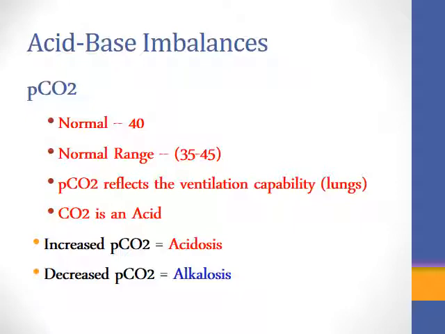A while ago I told you that there was a buffering system. One was the lungs, one was the kidney. So the PCO2 is referring to the lungs. CO2 is an acid. So if we have an increase in CO2, we're going to have acidosis. And if we have a decrease in PCO2, then we would have alkalosis.